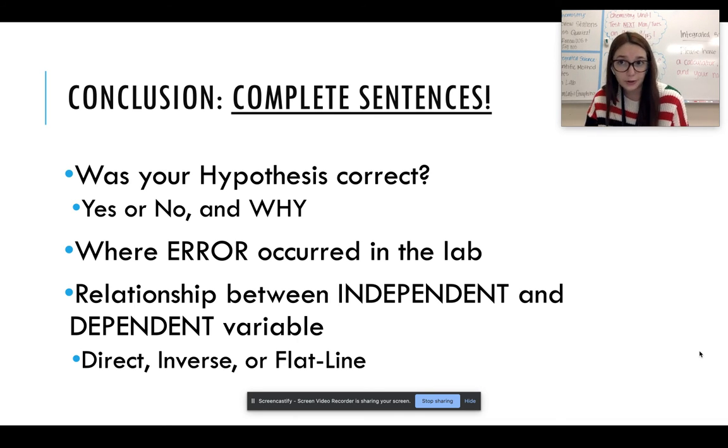You're going to tell me about error that occurred in lab that maybe skewed some of your results. You'll explain that to me, and then you'll tell me about your relationship between your independent and your dependent variable, which, remember, graphing lecture, direct is when they both increase, inverse is when they're opposite, flat line is when X increases, Y stays the same. So you tell me about that.